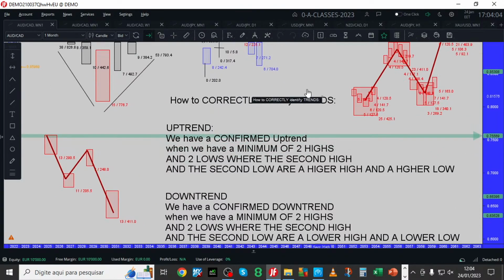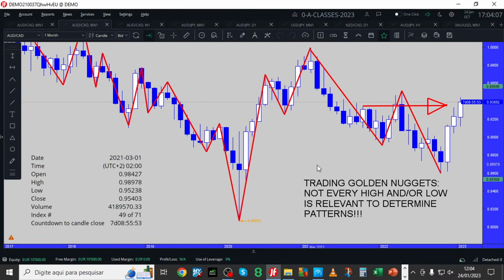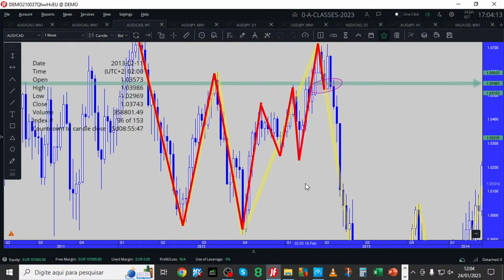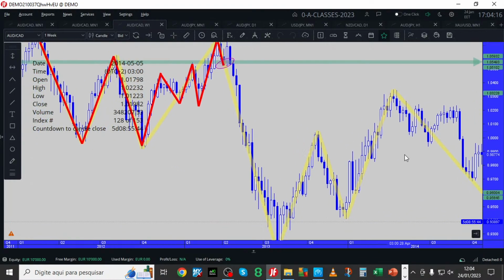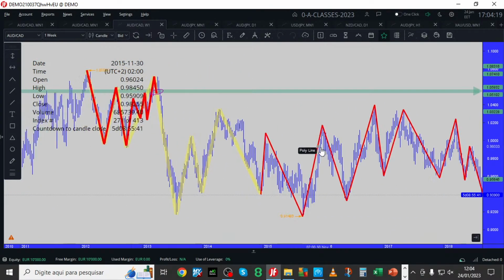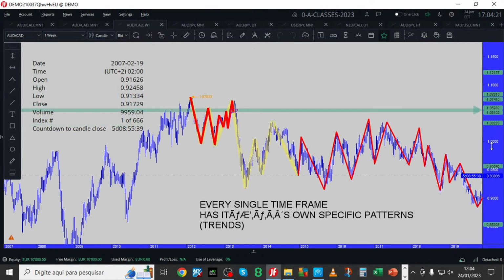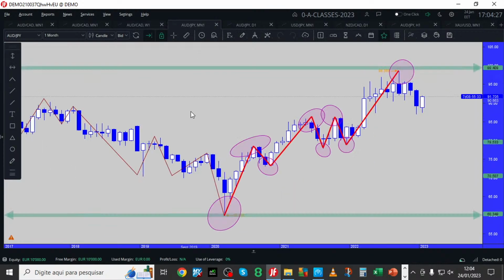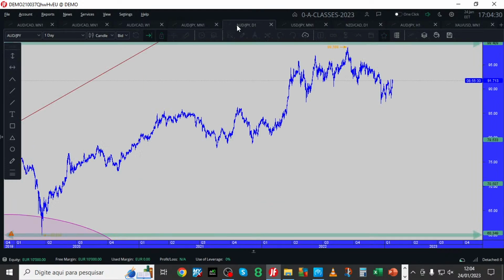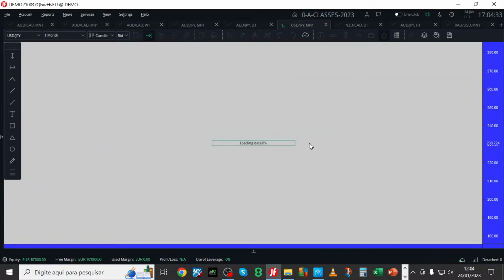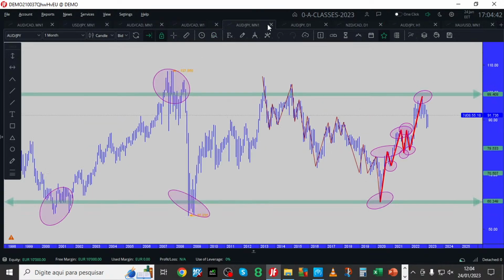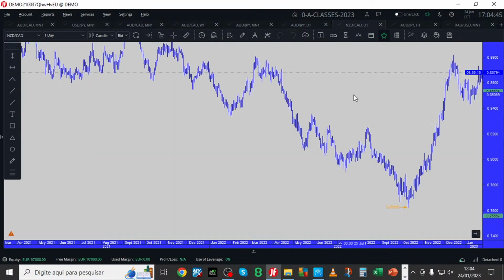We talked about highs and lows already. Golden nugget, not every high and low is relevant, right? Then we talked about the market wave, which is here, everybody. Market wave. Every single time frame has its own specific patterns. Monthly chart in here, everybody. USD/JPY monthly chart. We talked about tradable, not tradable patterns, right? AUD/JPY daily, NZD/CAD daily chart.